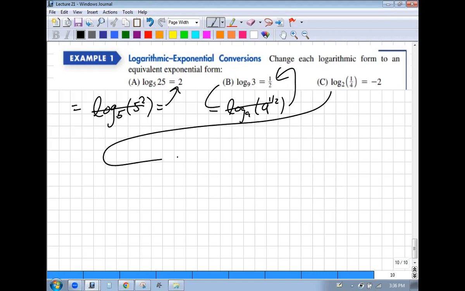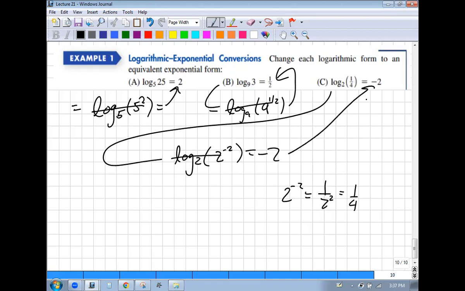This guy here, if we can write 1/4 as 2 to some power, because we're looking for what exponent you raise 2 to in order to get 1/4, you would have to do a 2 to the minus 2, right? The minus puts it on the bottom, right? 2 to the minus 2 is 1/2 squared, 1/4. So those undo one another and you get the minus 2. Okay.